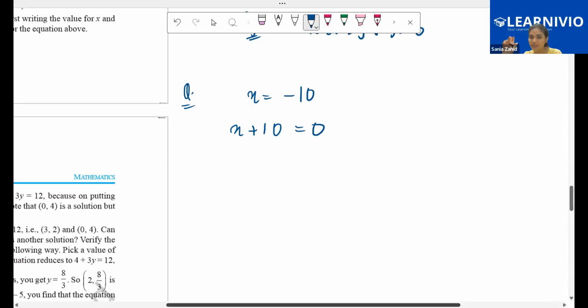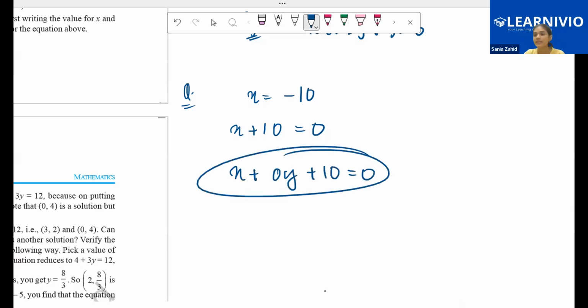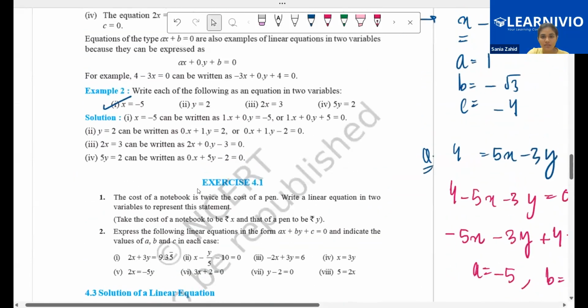Shouldn't you get it? So you have x plus 0y plus 10 equals 0. Now is it clear? Yes, ma'am. Okay, so children, now I give you a little bit of questions on these things. We have a few more.